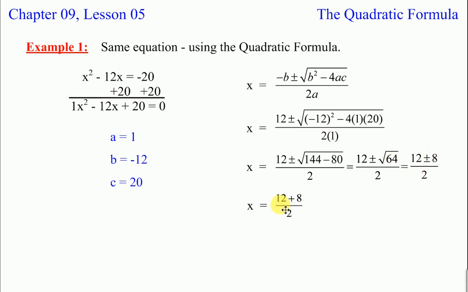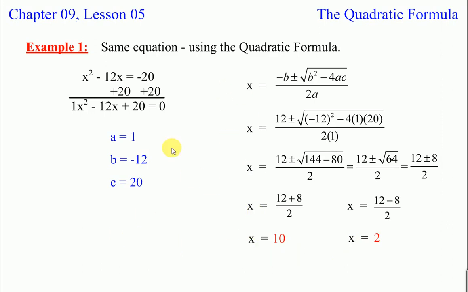So I have to either add it, 12 plus 8 divided by 2, or I'm going to subtract it, 12 minus 8 divided by 2. So one solution here is 10, and that other solution is 2. As you can see, we got the same solution here.